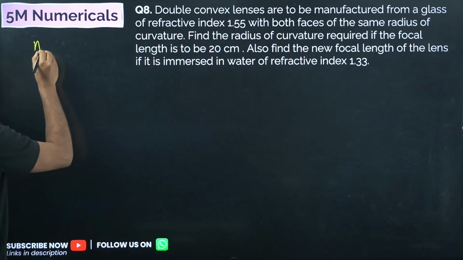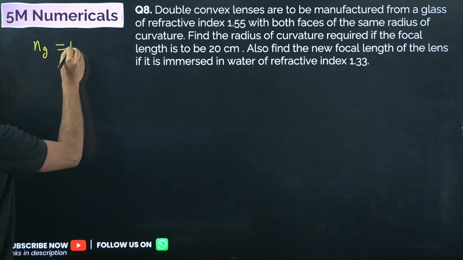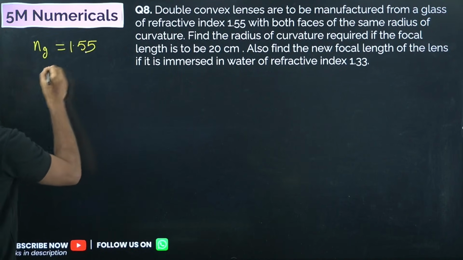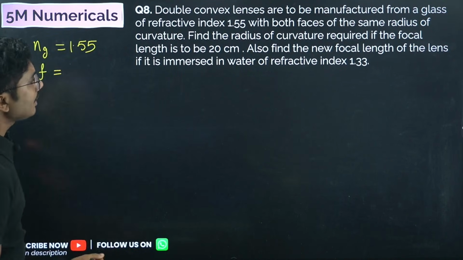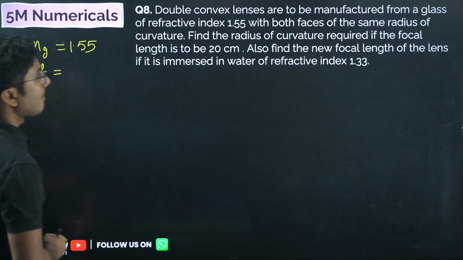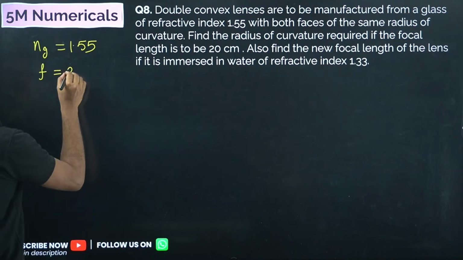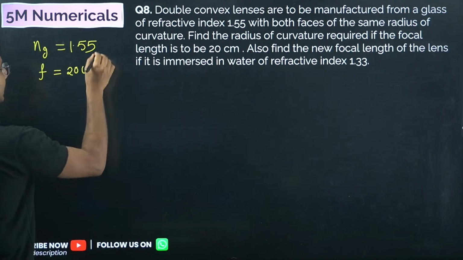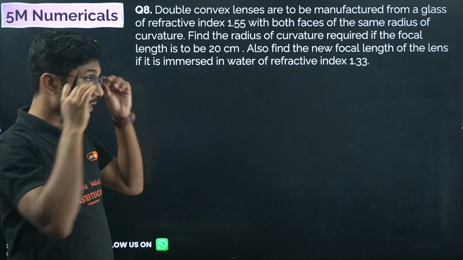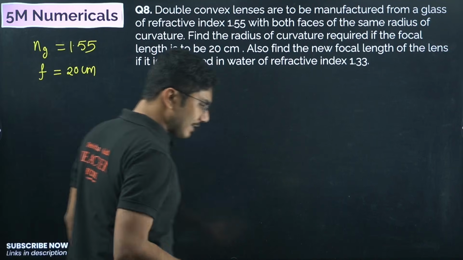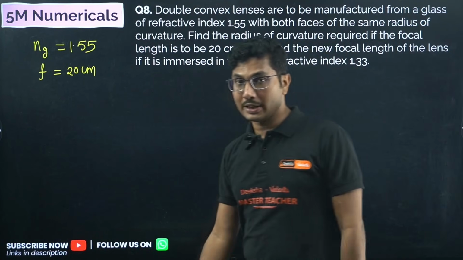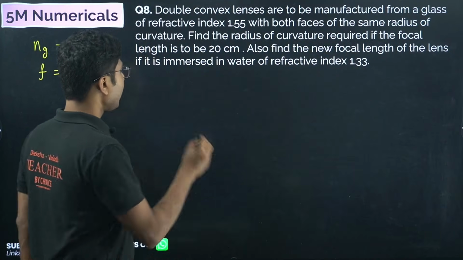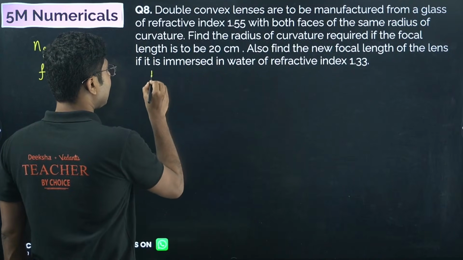The refractive index of the glass is given as 1.55 and the focal length that we are trying to produce is 20 centimeter. So again, this is based on the lens maker's equation. There is a high chance that a lens maker equation derivation or a lens maker equation related numerical question will come. Okay, so now let's see what the lens maker equation says.